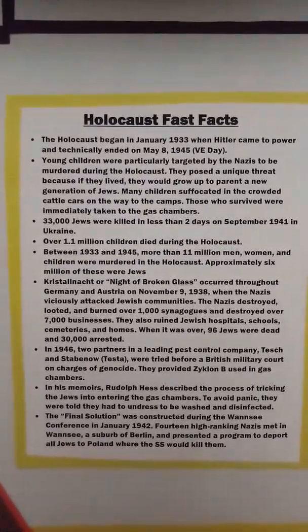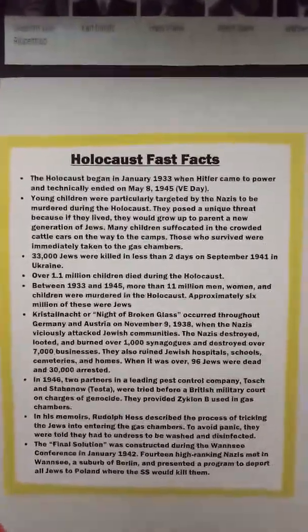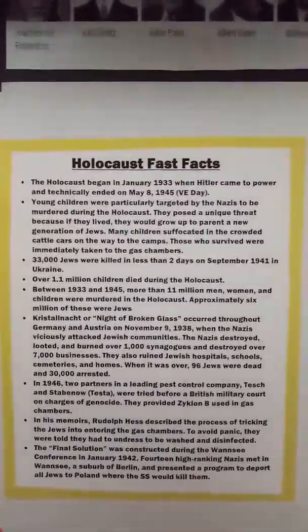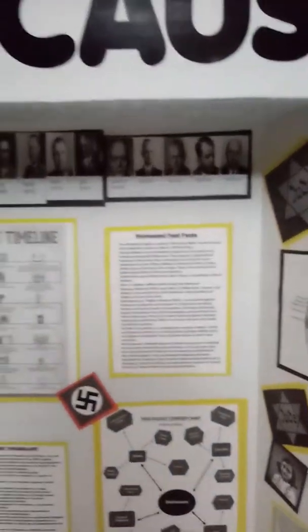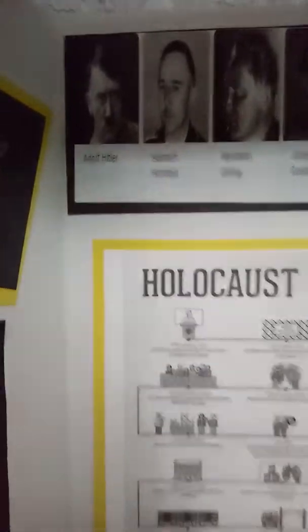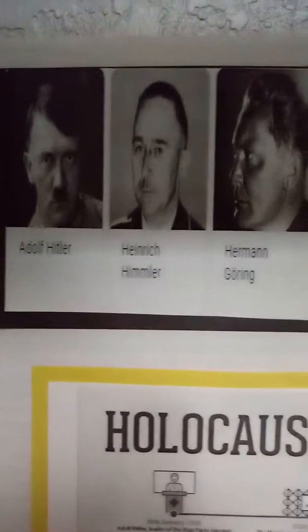The final solution was constructed during the Wannsee Conference in January of 1942. And 14 high-ranking Nazi officials met there in the suburb of Berlin and presented a program to deport all Jews to Poland, and then there they would be killed. So that was their final solution. These people were highly influential in the Nazi Party. Obviously, Adolf Hitler being the leader, his right-hand man, Heinrich Himmler, all the way down to Hans Frank, Albert Speer, and Walter Funk.